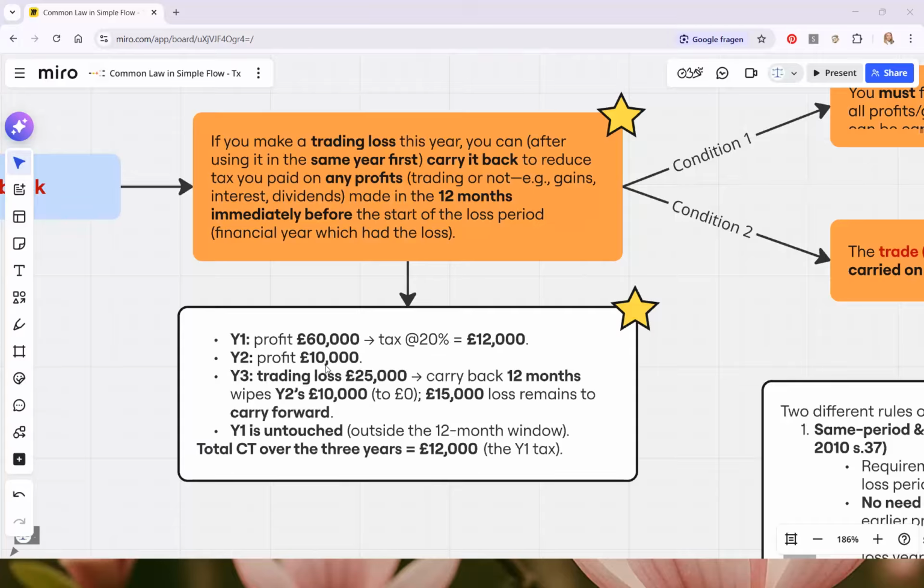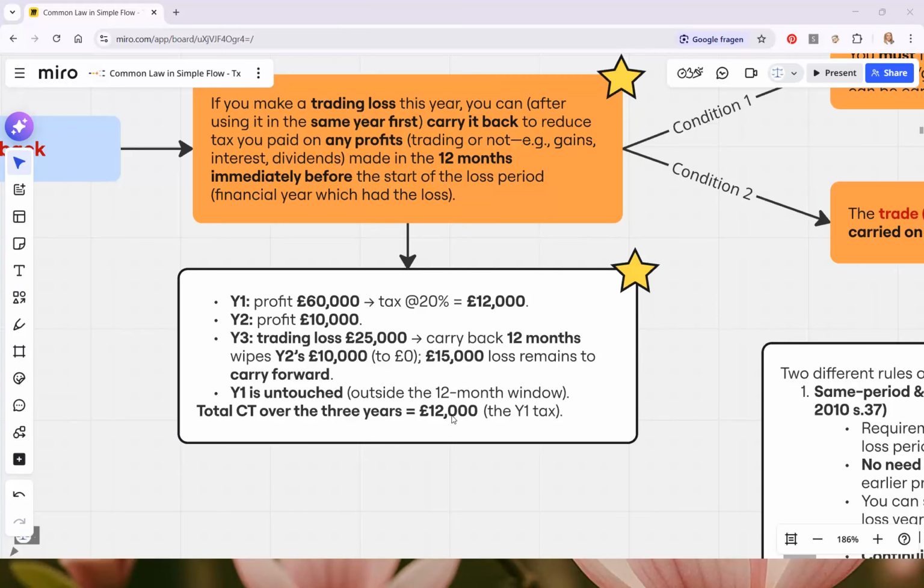In year 2, your profit is 10,000. In year 3, the trading loss is 25,000, carried back 12 months to wipe out year 2's 10,000. This 10,000 would be 0. Then 15,000 from this 25,000 loss remains to carry forward. Year 1 is untouched, outside the 12-month window. So total corporate tax over the 3 years is then 12,000, the year 1 tax.